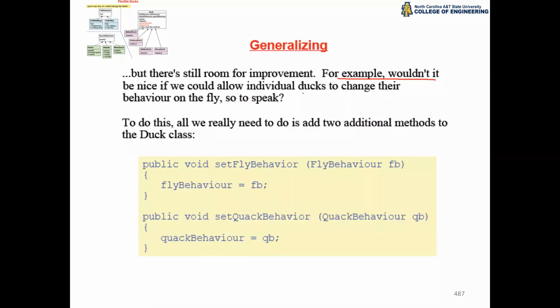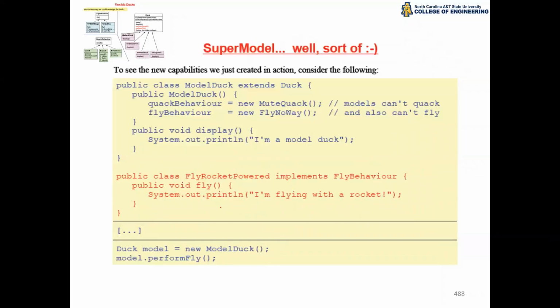Wouldn't it be nice if you could allow individual ducks to change their behavior on the fly, so to speak, something like this? To do this, we can add two additional methods, like set fly behavior and set quack behavior. So you're getting this quack behavior and fly behavior. Now you need to implement it. You have the model duck, for example, as an extension of the duck classes. So here the quack behavior and the fly behavior are trying to quack and fly.